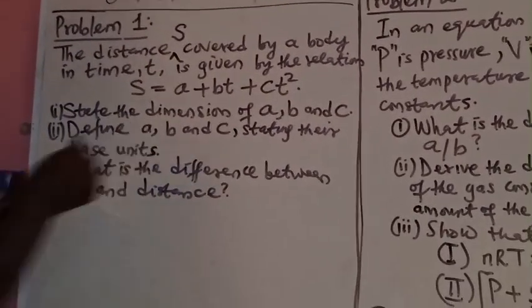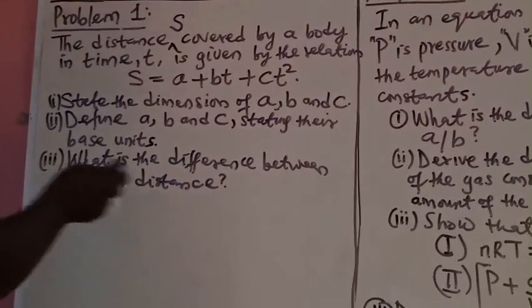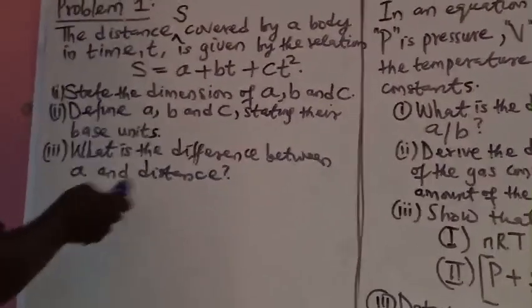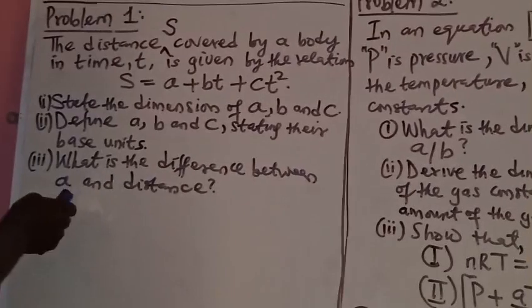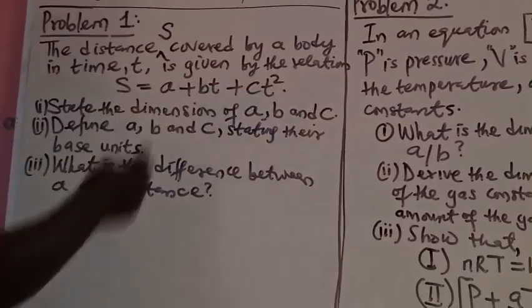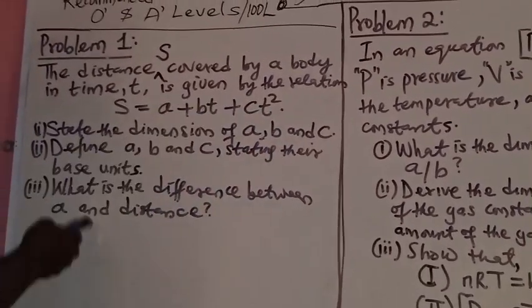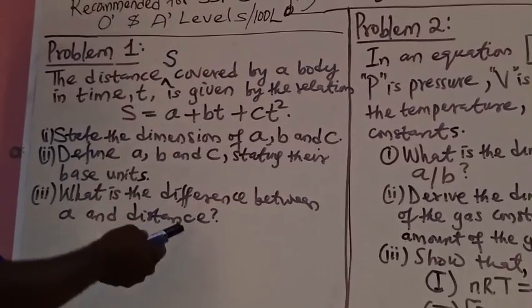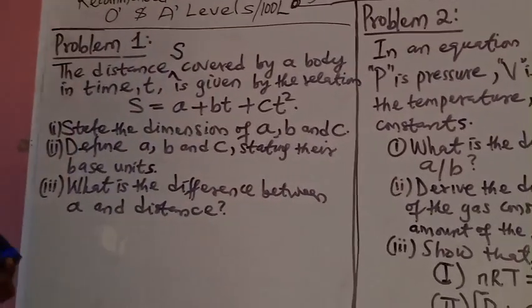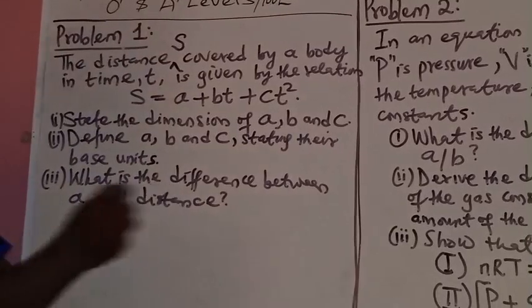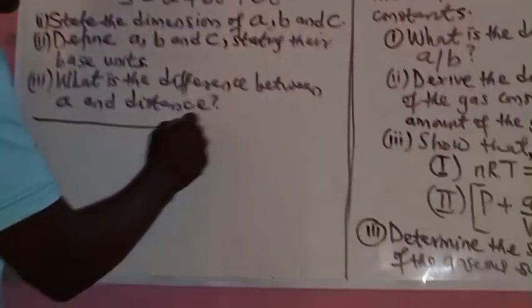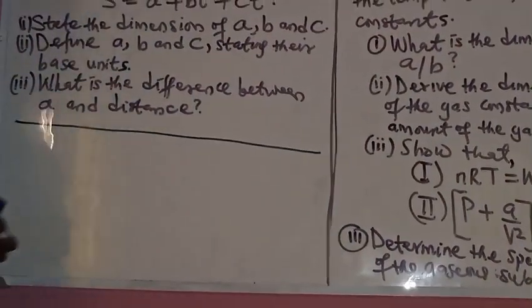Then number 3, what is the difference between A and distance? Oh, that is interesting. That means we need to know what A is from this relation for us to be able to differentiate between A and distance. Now, before we go into this, I want to quickly explain some stuff for you in mathematics.